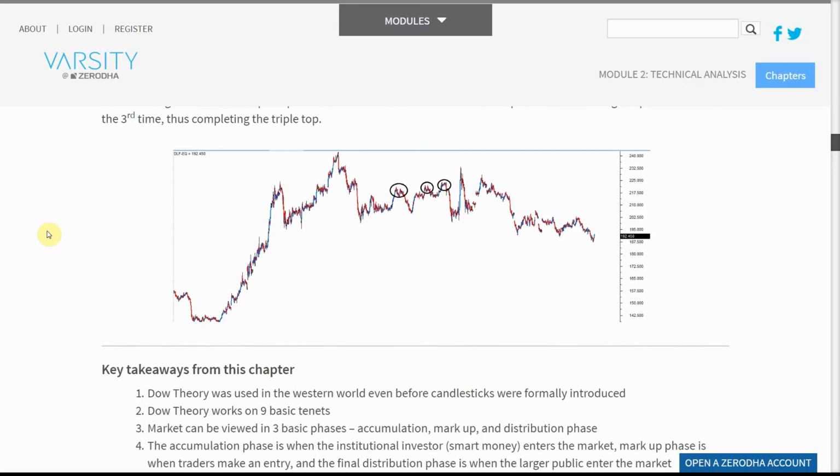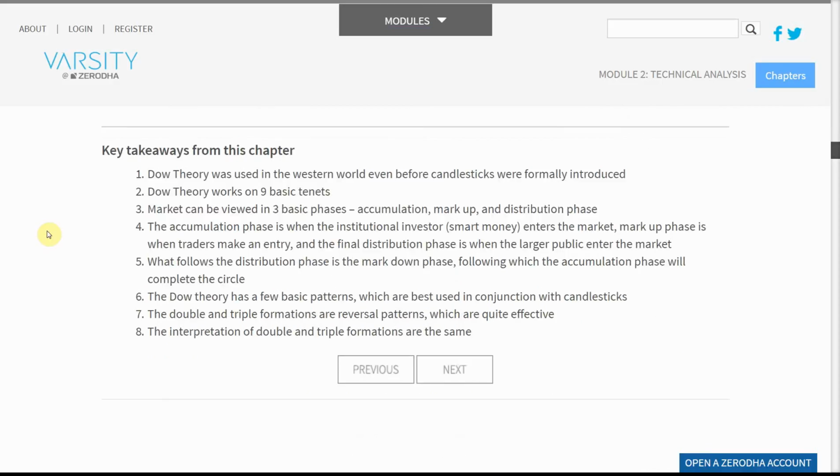Key takeaways from this chapter. Dow theory was used in the Western world even before candlesticks were formally introduced. Dow theory works on 9 basic tenets. Market can be viewed in 3 basic phases: accumulation, markup, and distribution phase. The accumulation phase is when the institutional investor, smart money, enters the market. Markup phase is when traders make an entry. And the final distribution phase is when the larger public enter the market. What follows the distribution phase is the markdown phase, following which the accumulation phase will complete the circle.